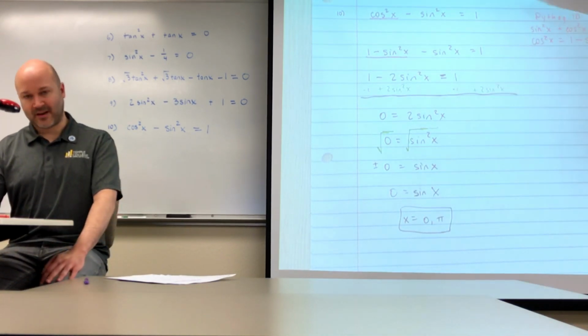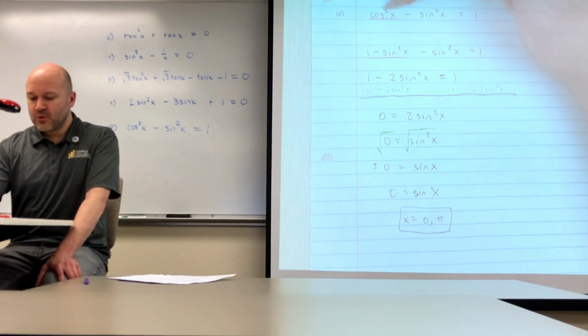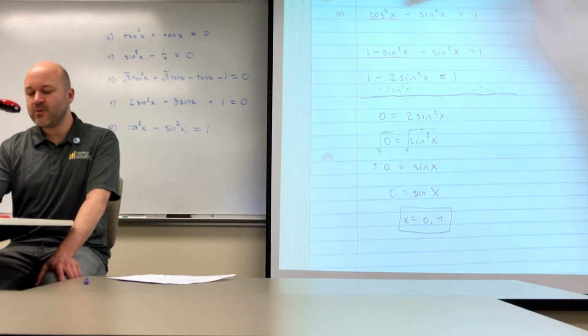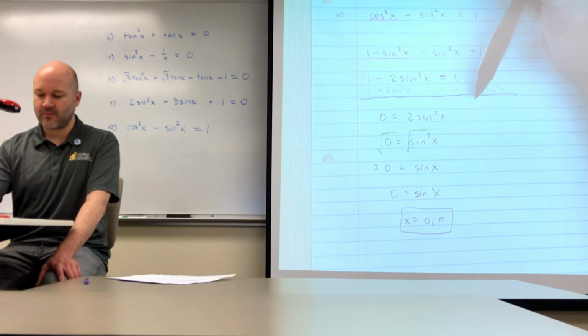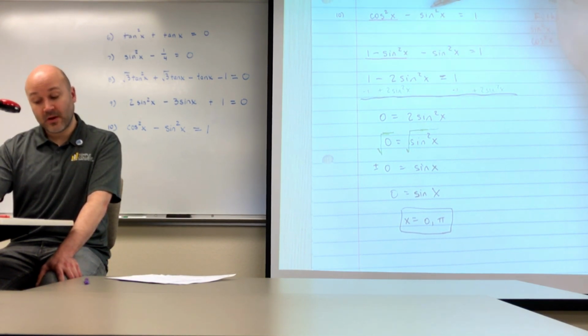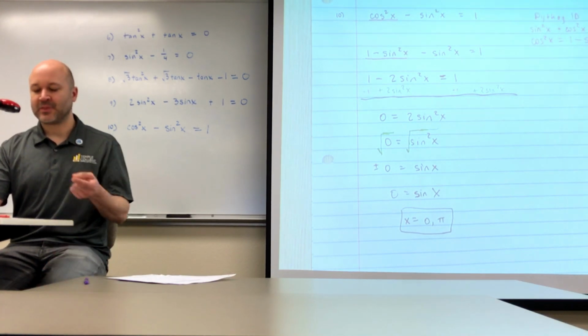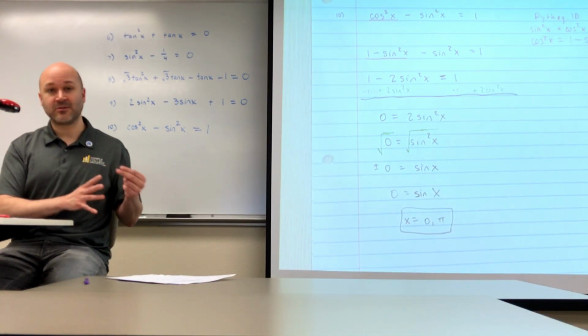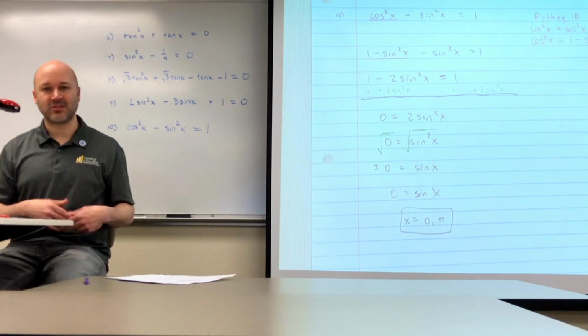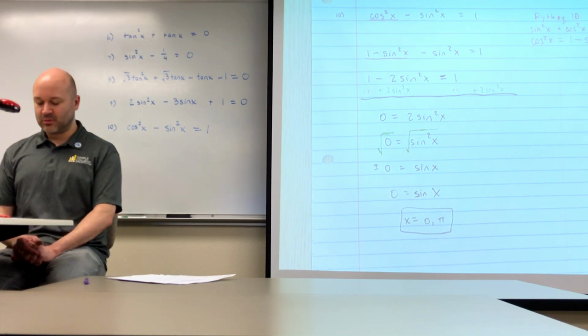So this one was not factoring. This one was using some identities to rewrite the equation into something that I could solve. So if you ever see these squares, that's a key that probably Pythag is involved. So like tangent and secant, those squares go well together, and then cosecant and cotangent, that's probably a good strategy to employ.